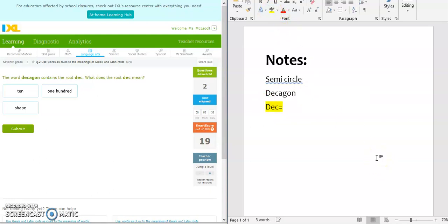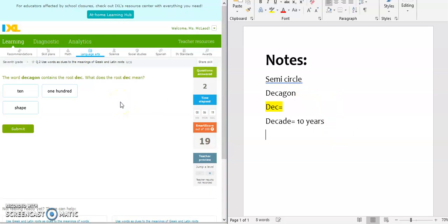Well, I've heard the word gon, like pentagon, decagon. What does gon mean? I know I've heard it before. So I'm guessing it's a shape, like a pentagon. So what is a decagon? Well, I'm going to think of words that I've heard of. Like, I know one, decade. A decade is 10 years. Look at that.